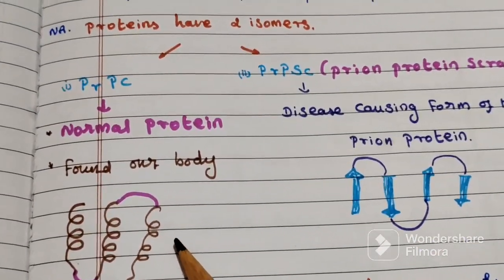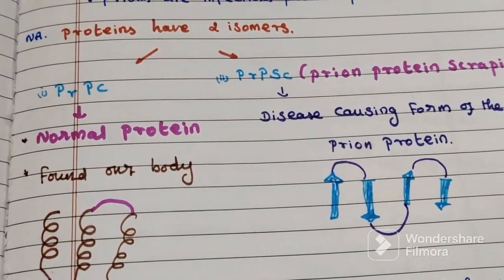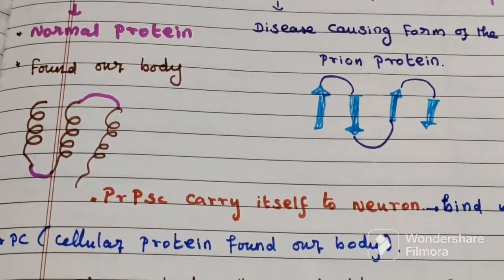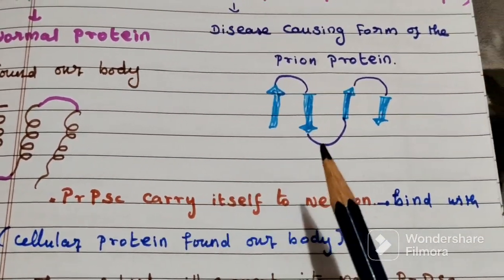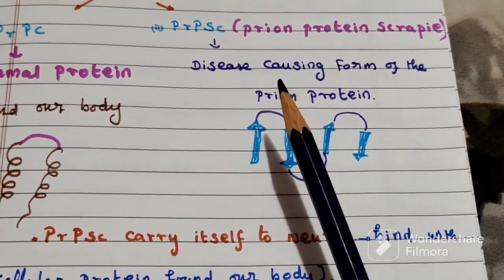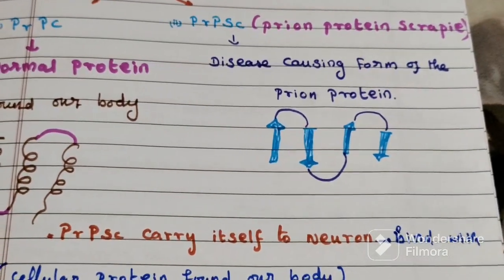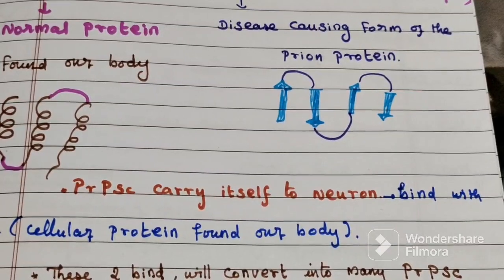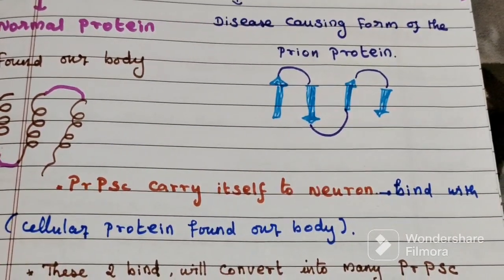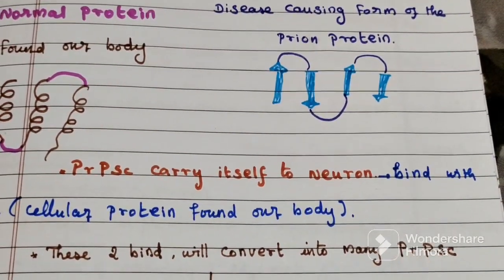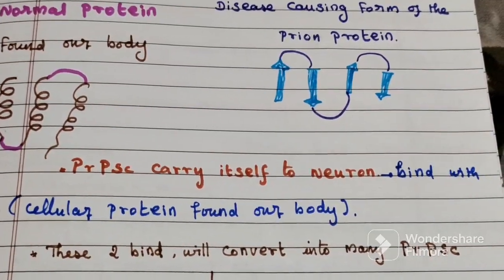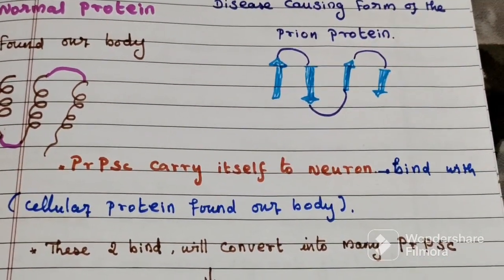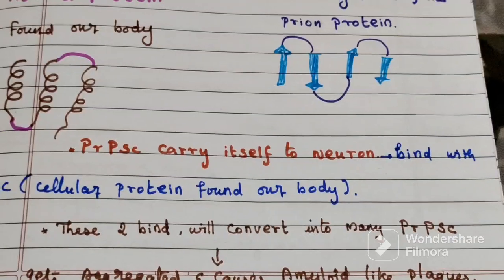PrPC is just a protein, and it is found in our body. Why is the other one called Scrapie? Because the sheep always scratches itself because of intense itching. It scratches itself everywhere. So it is an infectious one.